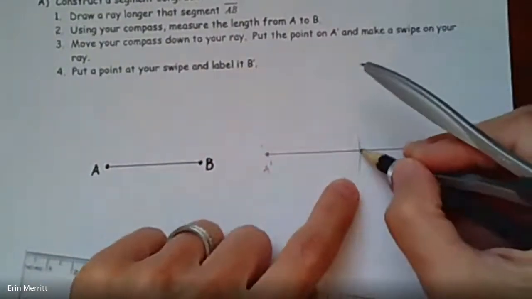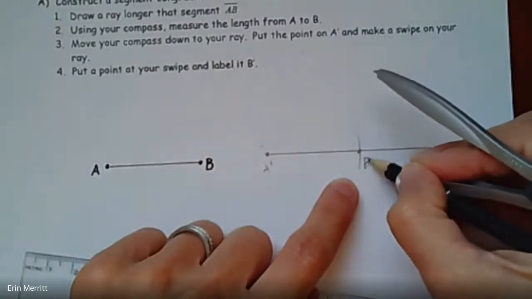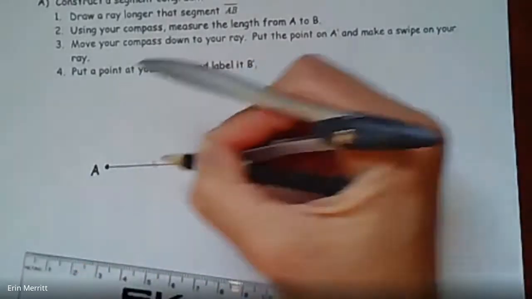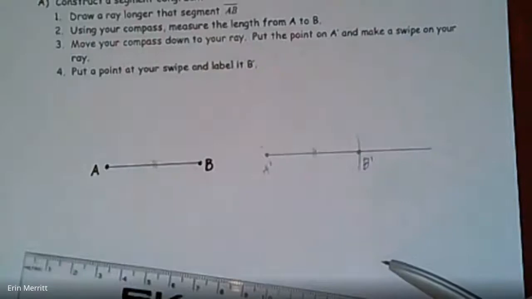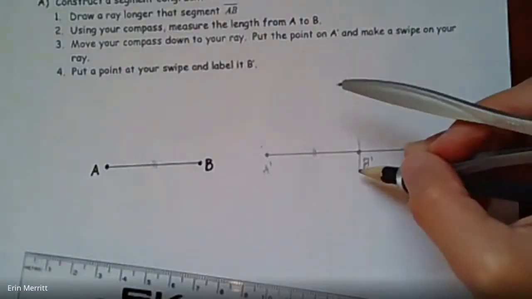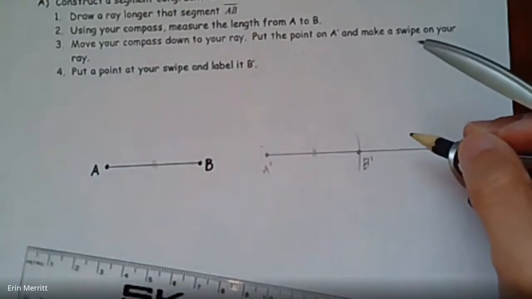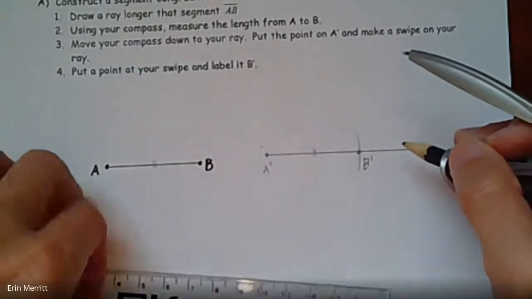Where this arc crosses the line, that is now my B prime, and now this segment is congruent to that one. Something to keep in mind: you are going to have extra lengths and extra arcs. Leave that stuff. Don't erase it. I want to see those things.